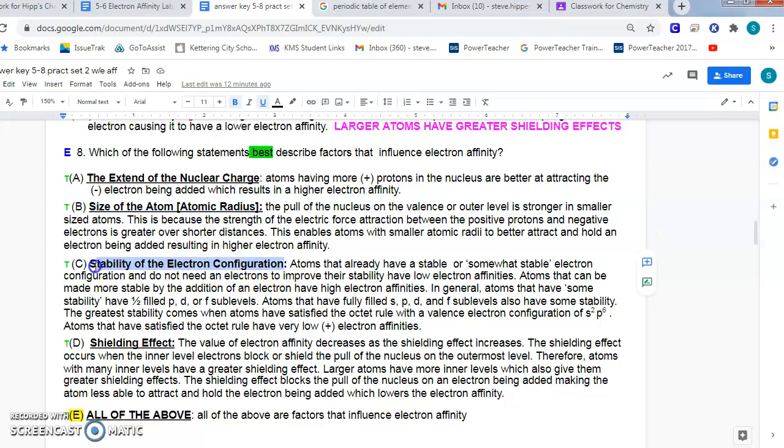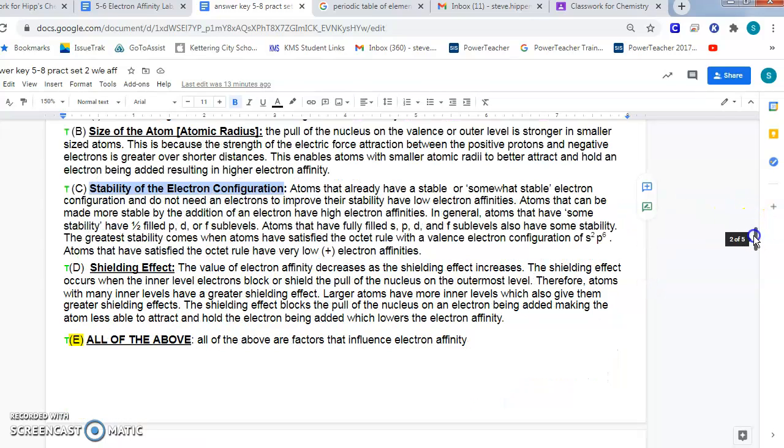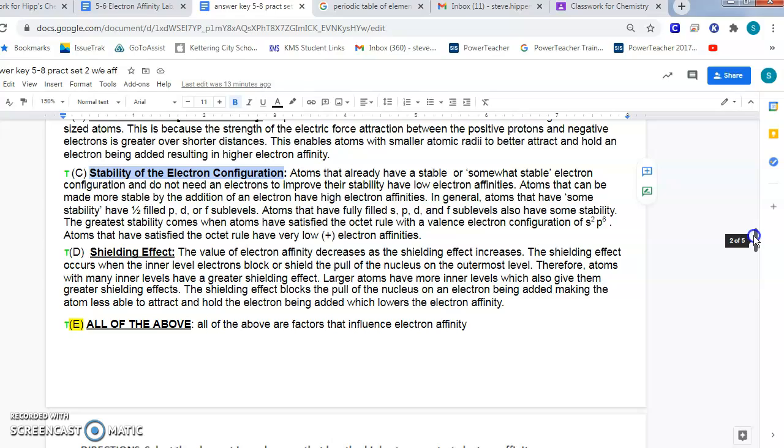Configurations matter. Does the atom need the electron, or does the atom not need the electron? If the atom needs the electron, it will have a high affinity. How would it need it? It would give it a stable configuration. It might complete the octet rule, or it might fill the P, the D, the F sublevels, or the S sublevel.